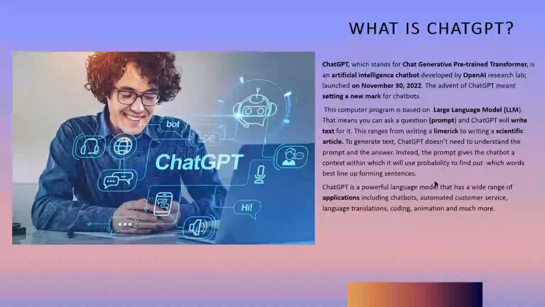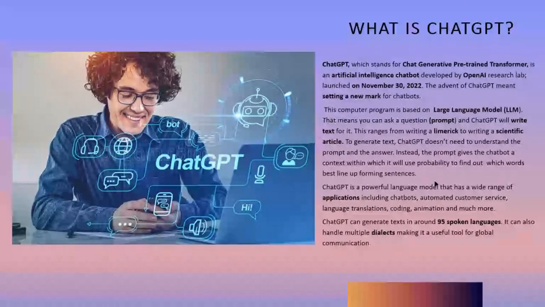This powerful language model has a wide range of applications, including chatbots, automated customer service, language translations, coding, animation, Photoshop, and much more. Actually, there's something really wide to explore. ChatGPT can generate text in around 95 spoken languages. Impressive, right? It can also handle multiple dialects, making it a useful tool for global communication. Hey, ChatGPT, amazing.